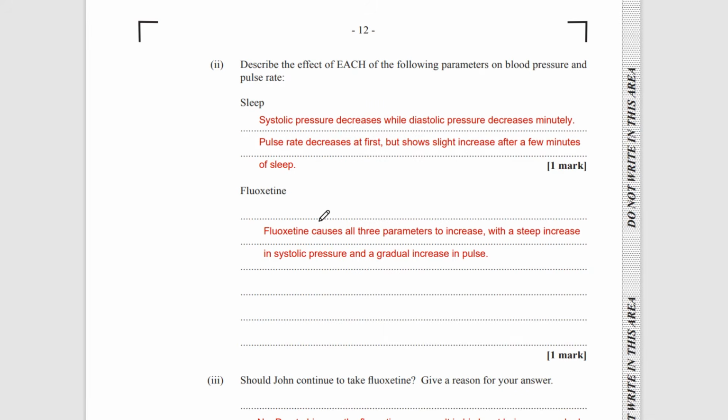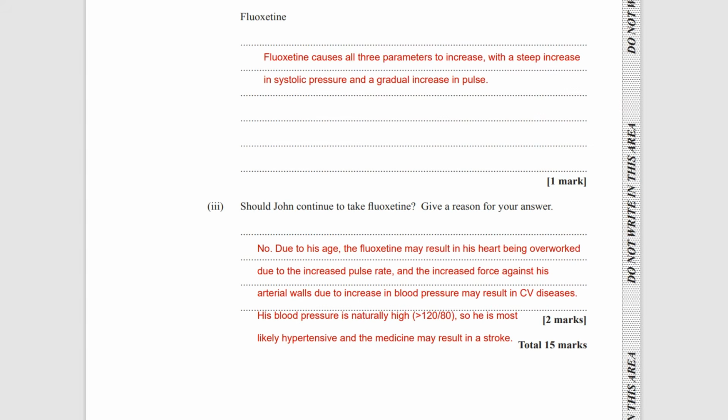The fluoxetine causes all 3 parameters to increase, with a steep increase in systolic pressure and a gradual increase in pulse. Should John continue to take fluoxetine? Give a reason. Well, I think the general answer here is no. Again, it's because of the spike in blood pressure, especially the systolic one. And it's also due to his age.